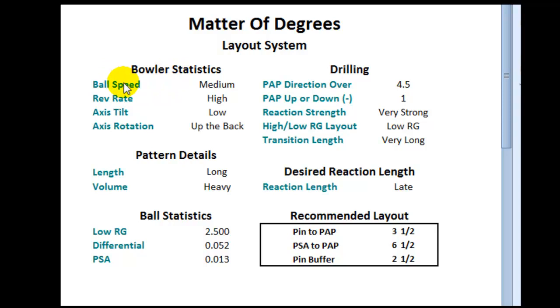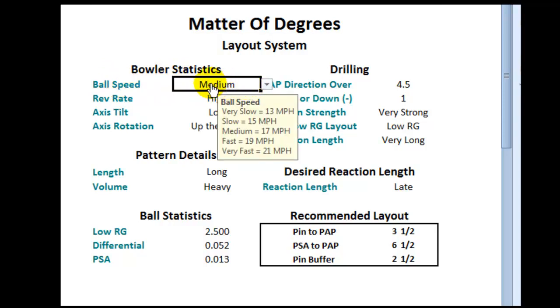So the first thing it asks right here is ball speed. When you click on this cell here, it's going to tell you ball speed. Very low is 13 miles an hour and below. Very fast is 21 and above. So you pick your ball speed. For myself, I'm going to use my numbers because it'll make it easier for the video. I am what's considered off my hand a medium ball speed player. So I'm going to leave this right here at medium.